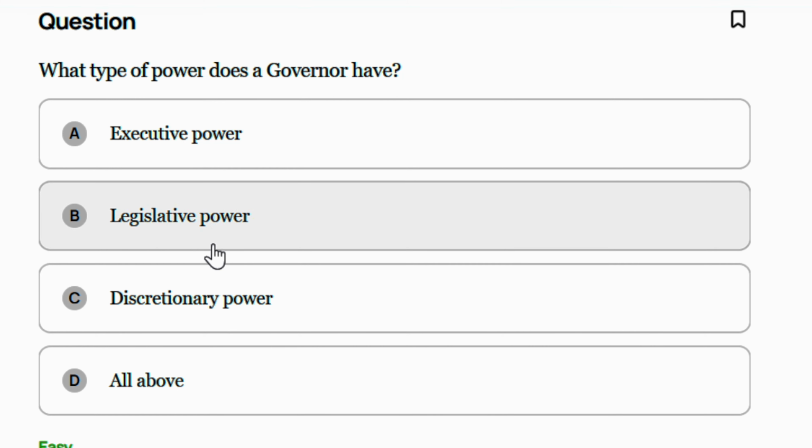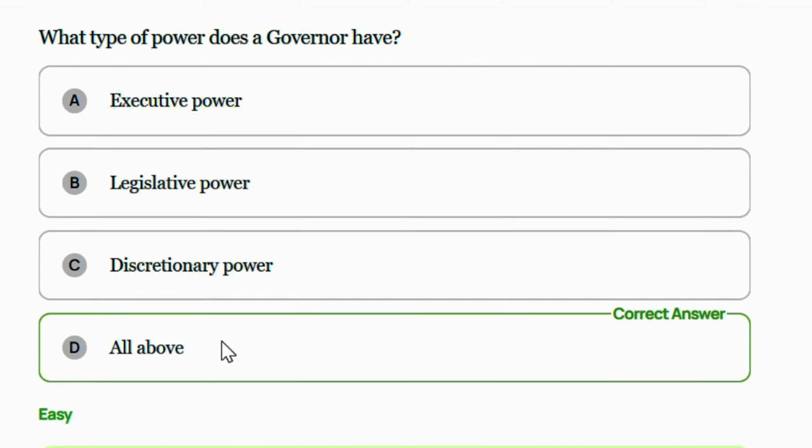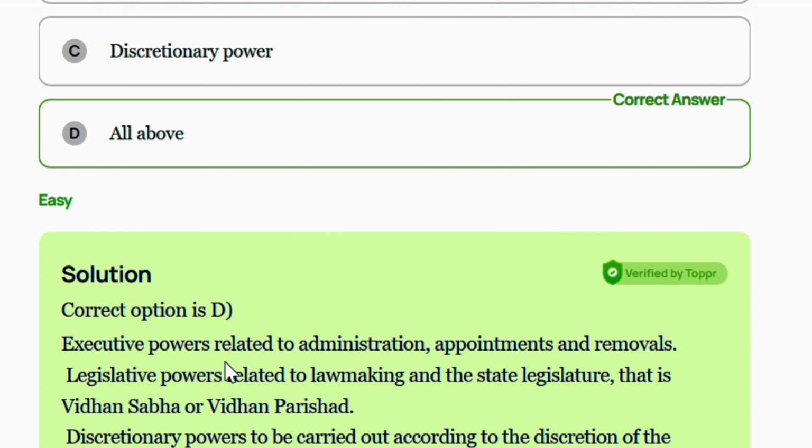What types of power does a Governor have? Executive power, legislative power, discretionary power, all of the above. Yes, correct. Executive power is related to administration, appointments and removal. Legislative power is related to lawmaking and the state legislature, that is, Vidhan Sabha and Vidhan Parishad. Discretionary power is to be carried out according to the discretion of the Governor.